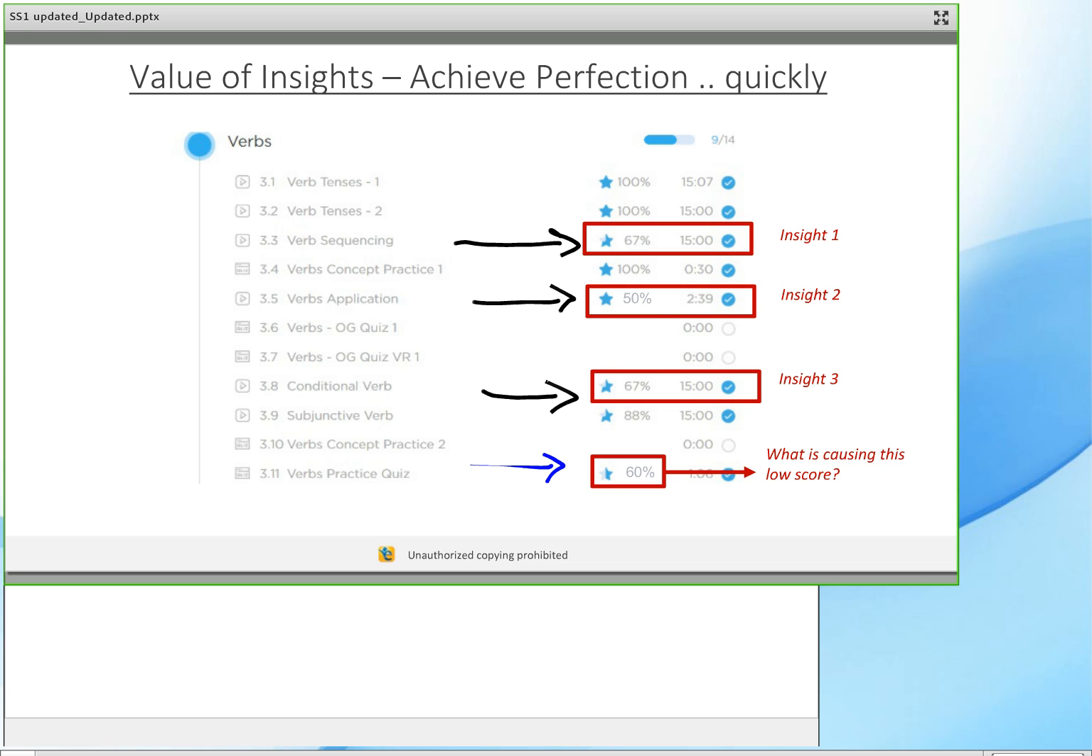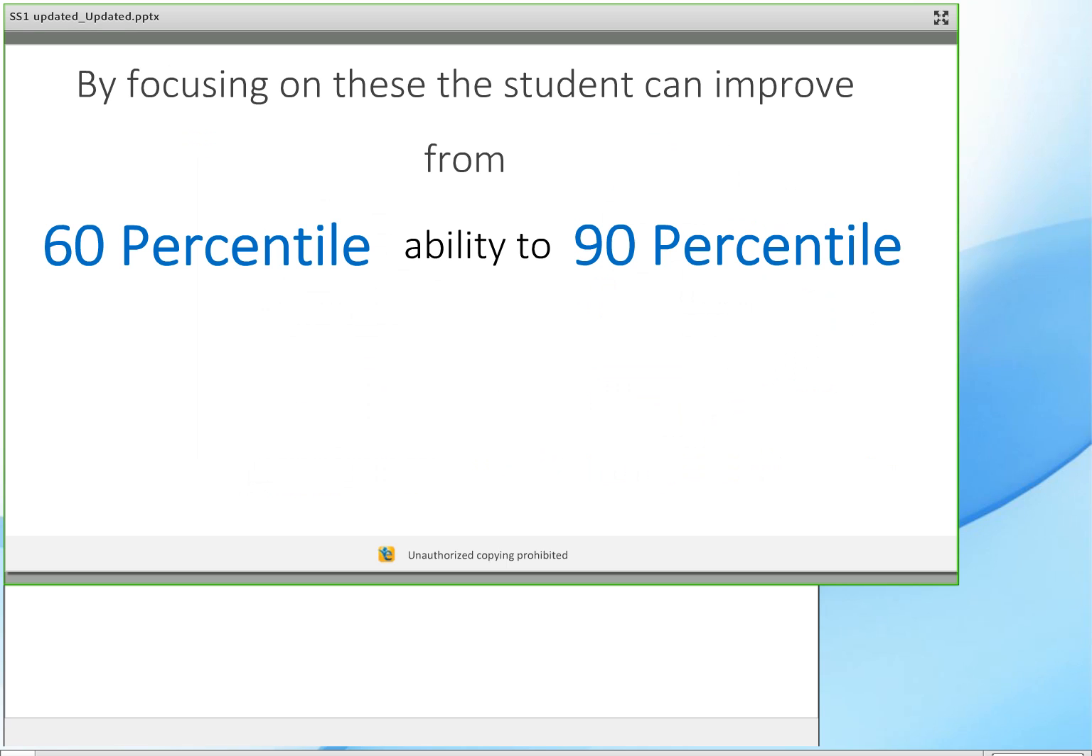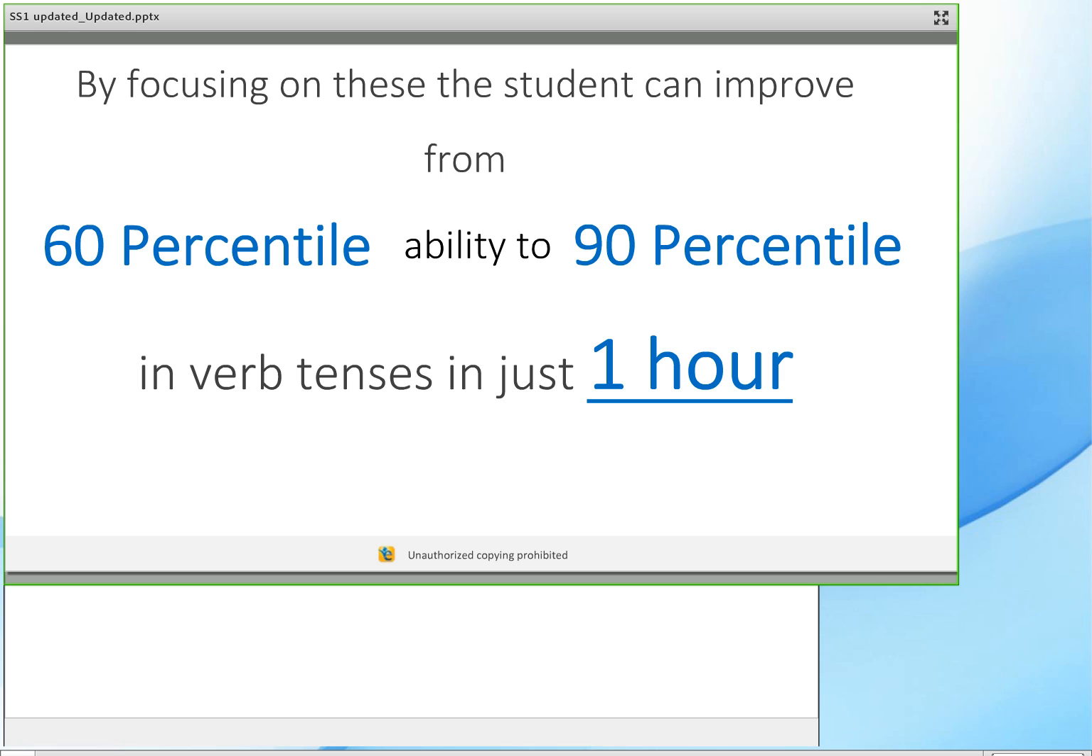Okay. And that's the power of this. Now, this is just at the verbs practice level. Imagine had these issues continued at the sentence correction level, they would have caused much bigger issues. But the beauty of this is, if you just fix this, fix this, fix this, you can go from a 60th percentile in sentence correction to that 90th percentile in just 1 hour. And you can do it while you're learning verbs.